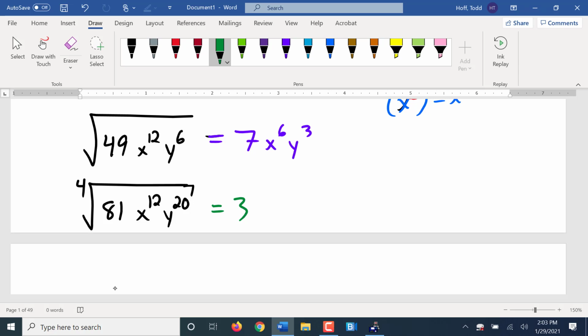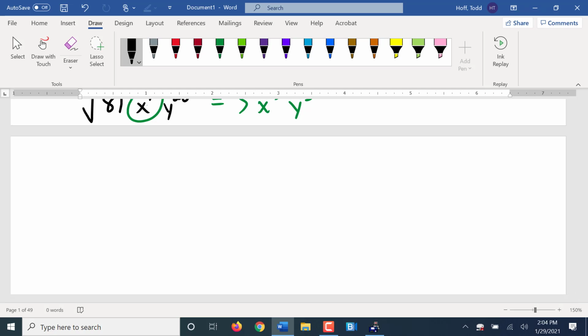So anyway, for the powers then, we divide by 4. So the 4th root of x to the 12th is x to the 3rd. And y to the 20th gives y to the 5th. Good. 20 divided by 4 is 5.